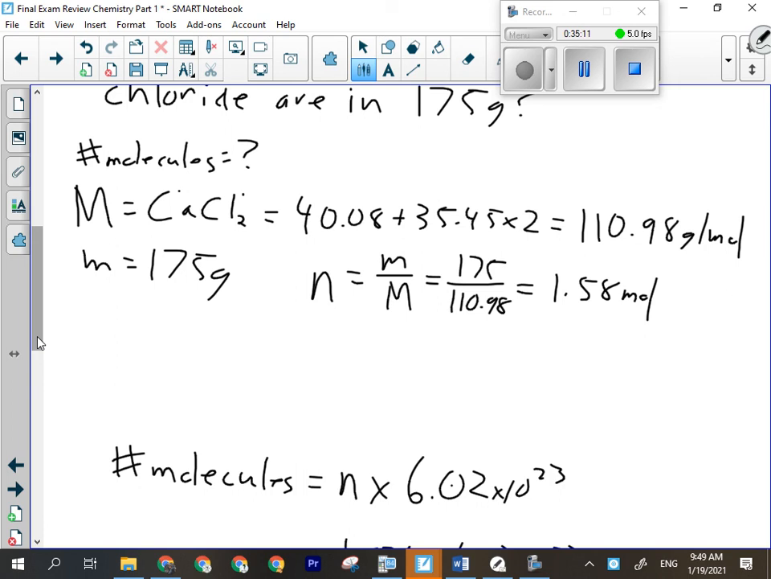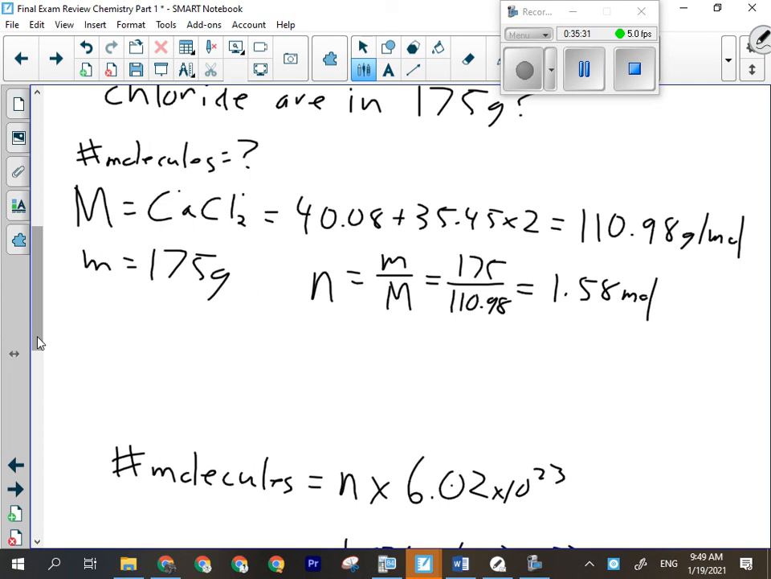We kept using donuts and eggs and dozens in class as our example. If I asked you how many donuts you have, if you have 4 dozen donuts, you would go 4 times 12. Well, if you want to know how many are in 1.58 moles, you multiply by Avogadro's number, because that's how many are in a mole.